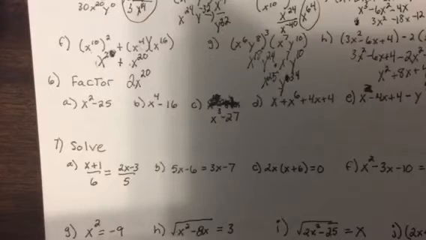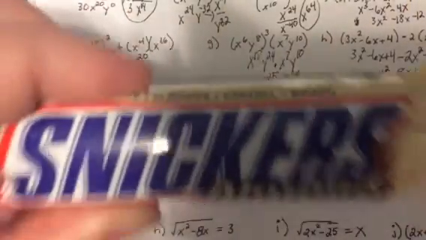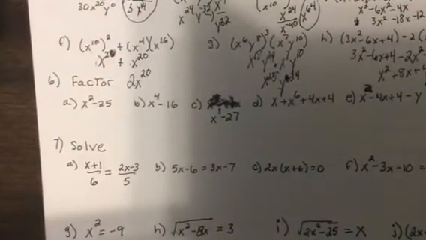First, you always look for what? No, not the LCD. No, not candy bars. Although that is my first intuitive look, for Snickers. But you got to look for the GCF.